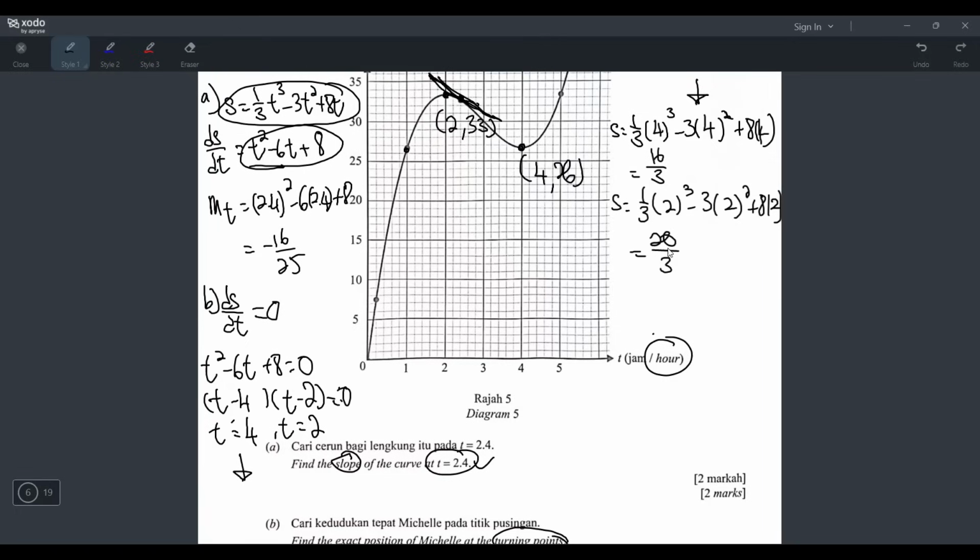But the schema gives another answer. I think the schema is wrong. Yeah, I think the schema is wrong, because the schema writes something different. So yeah, the schema writes 38 over 3, right? Okay, I think that one is wrong lah.